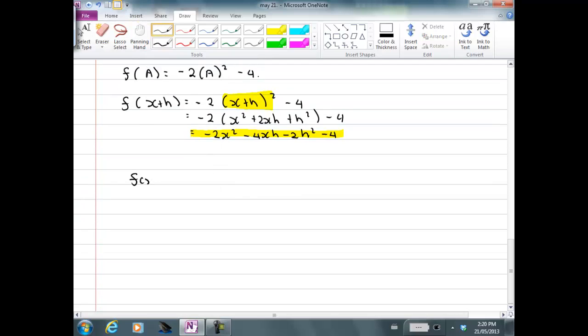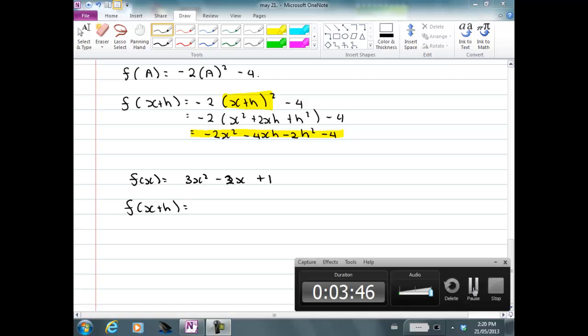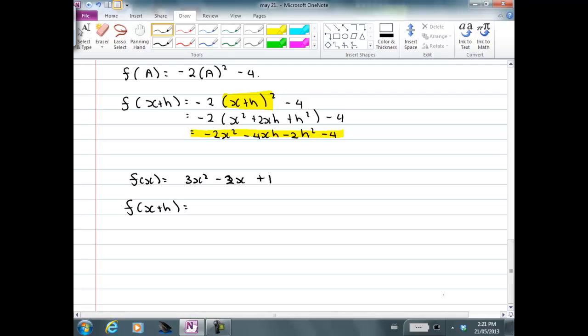f of x equals 3x squared minus 2x plus 1. Find f of x plus h. Go. I'm going to pause it. Anesh, what are you going to replace x with? x plus h is correct. So Anesh says, I'm going to replace x with x plus h, and it becomes 3(x plus h) squared. Make sure you have this line right here.